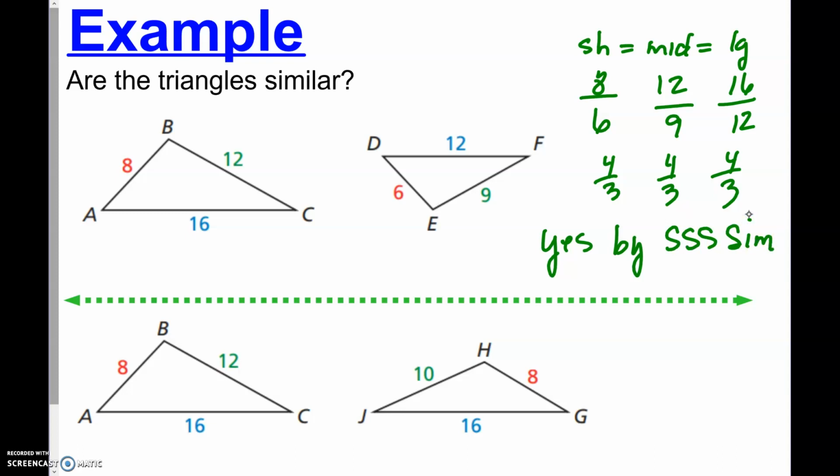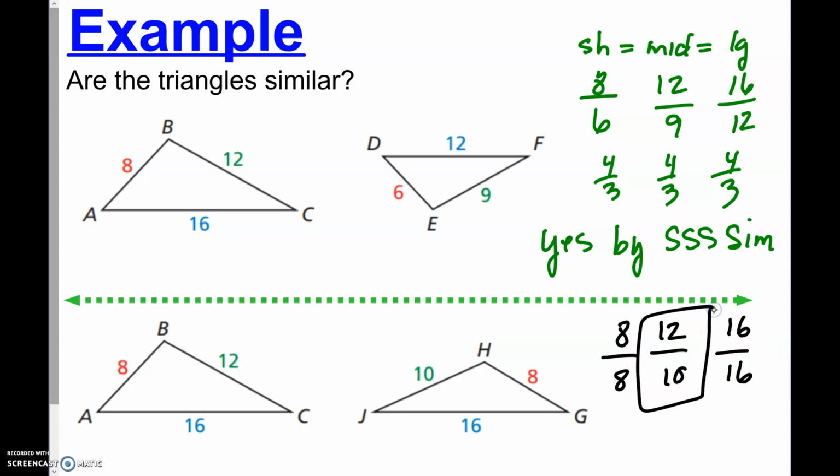All right, now let's go check the bottom one here. Again, the smallest side is 8, the medium side is 12, and the large side is 16. Over here, the small side is 8, the medium side is 10, and the large side is 16. Well, we can see right here, these are not in the same ratio, so this is not similar.